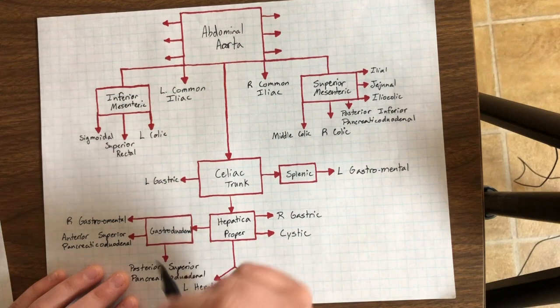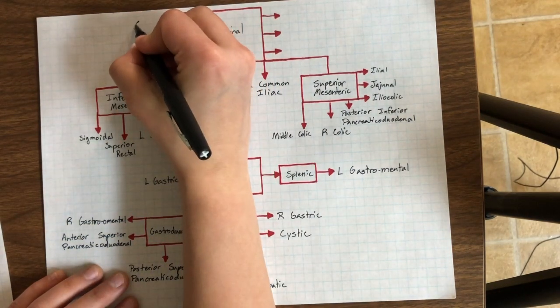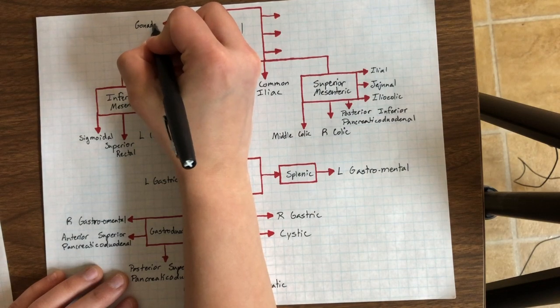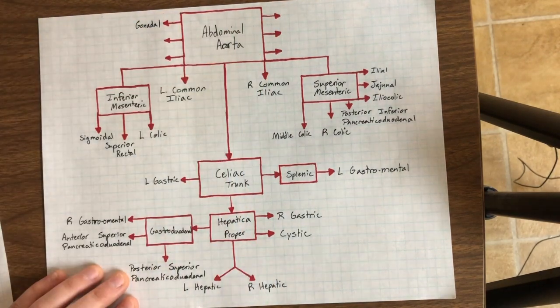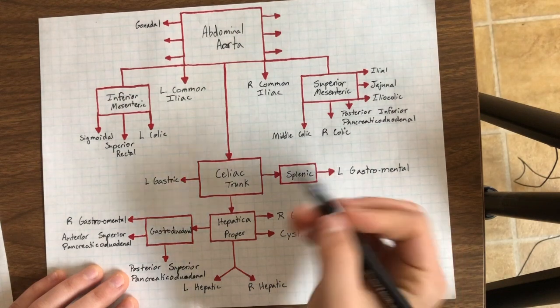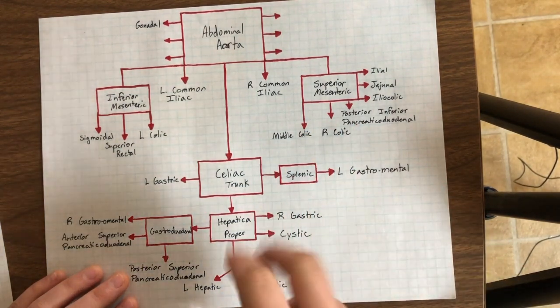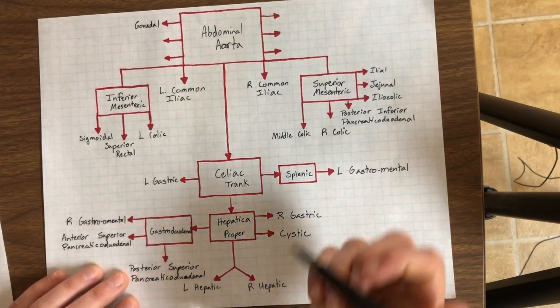So first we're going to mention the gonadal arteries. You're going to have one of those on each side, and those are going to supply the gonads. So in males we're going to have the testicular arteries, and in females you're going to have the ovarian arteries. And those are just going to descend all the way into the pelvic cavity.